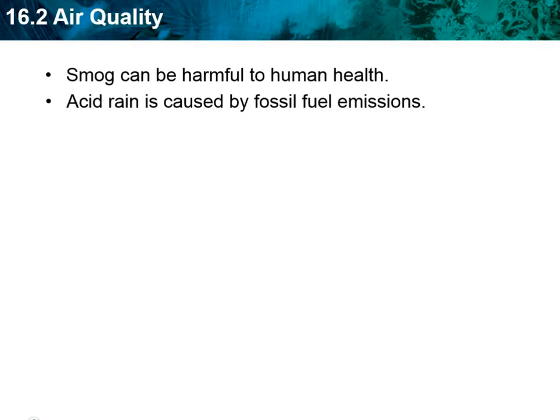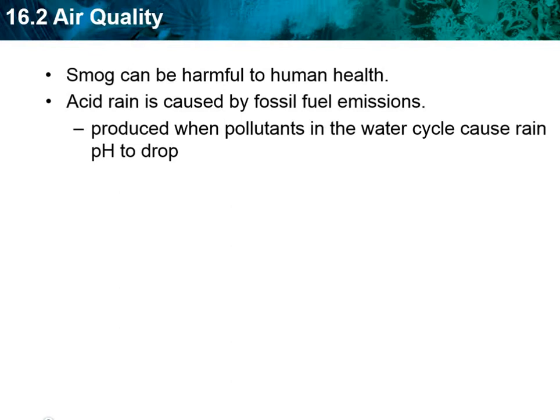Another thing that smog can help cause is acid rain. And acid rain is also caused by fossil fuel emissions. It's produced when pollutants in the water cycle cause the rain's pH to drop. So when it drops, that means that it's becoming acidic. So that is what acid rain is.